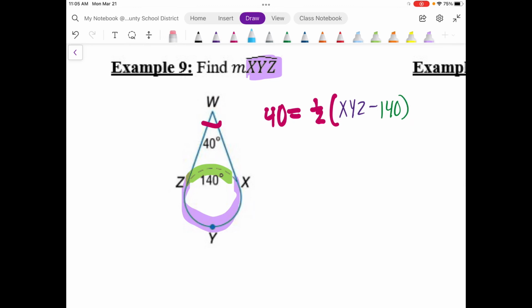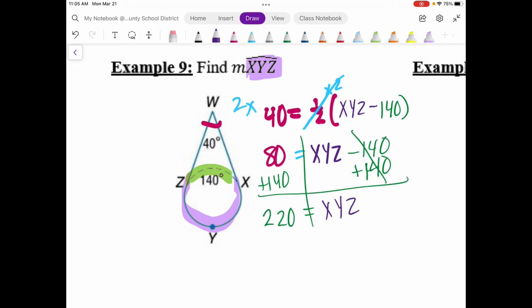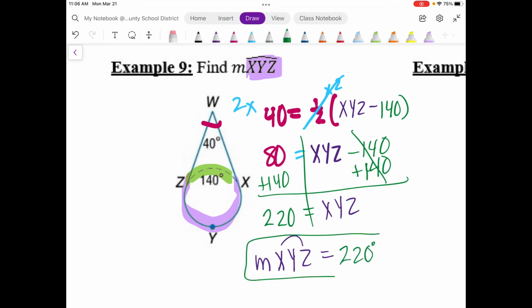Same process, we're going to multiply both sides by 2 so I can cancel out that fraction. That leaves me with 80 on the left side. And then XYZ, which is what I'm looking for, minus 140. Now this time, I'm going to add 140 to both sides. So this time I'm not getting a negative answer. I have 220. And that equals XYZ. So the measure of XYZ is 220 degrees.